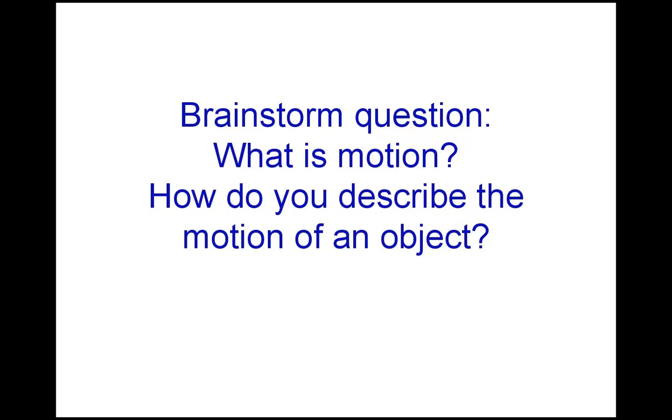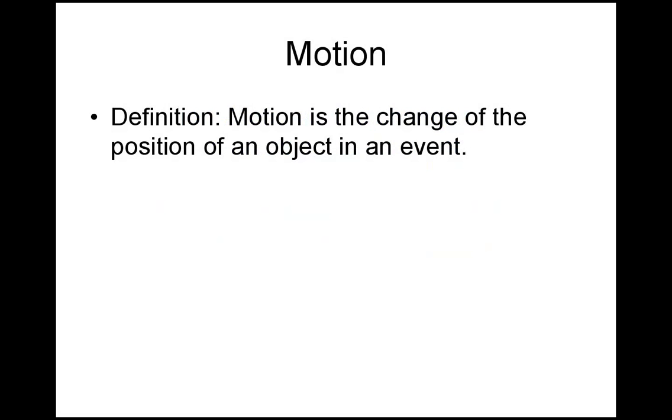Have any volunteers? Okay, David, please go ahead. Pretty good. It's very intuitive and straightforward. So motion is the change of a position of an object in an event, right? So then I'd like to know, is motion guaranteed? Do you always have motion, or is it absolute, or is it relative?